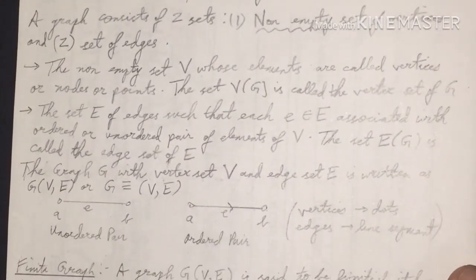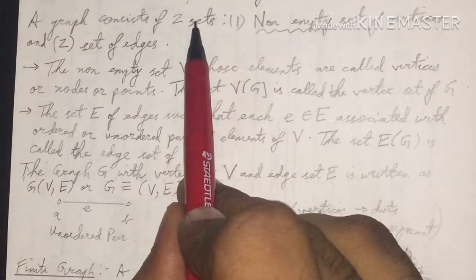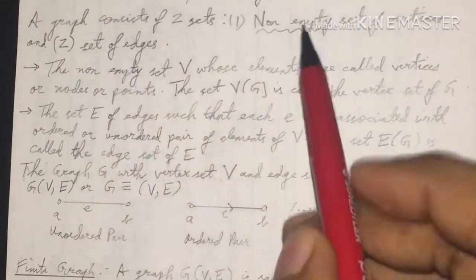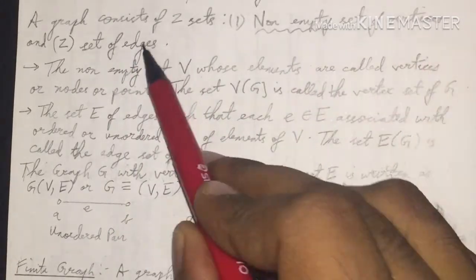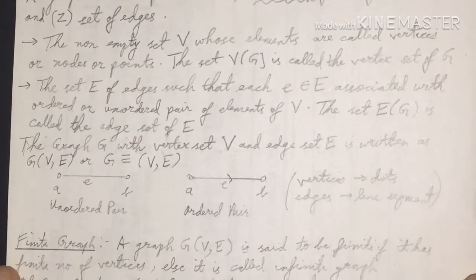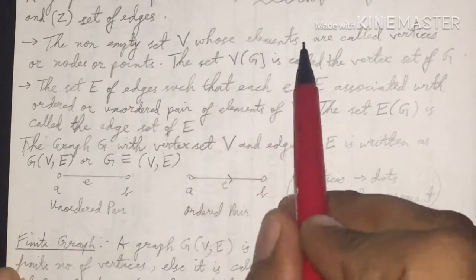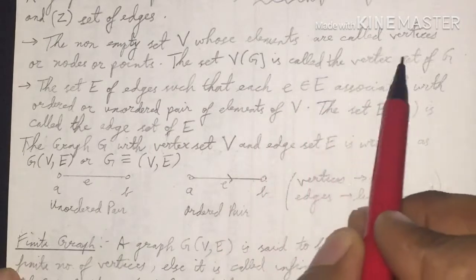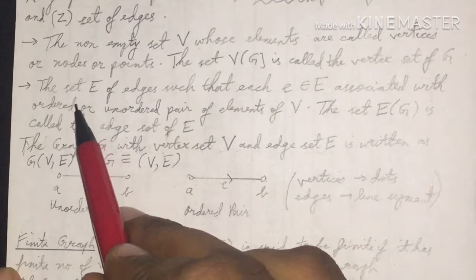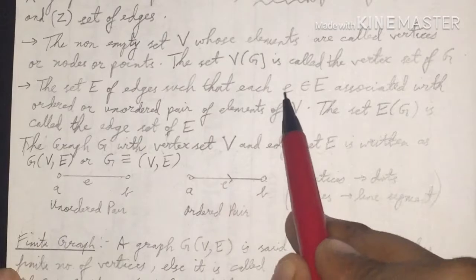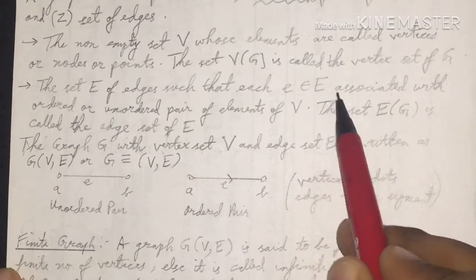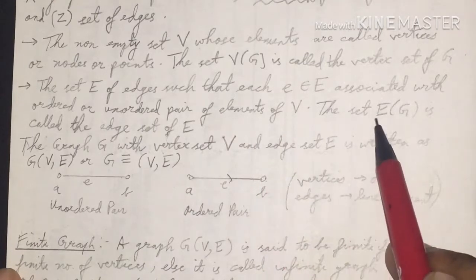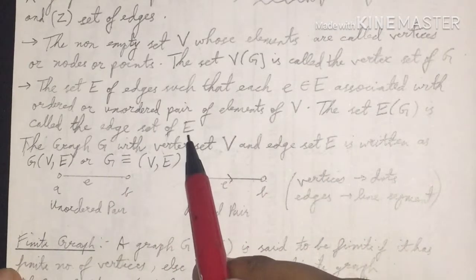Let's begin. A graph consists of two sets, a non-empty set of vertices and a set of edges. Non-empty, as we need vertices to create an edge. The non-empty set V, whose elements are called vertices or nodes or points. The set V of G is called the vertex set of G. The set E of edges is such that each edge belongs to the set of edges associated with ordered or unordered pairs of elements of V. The set E of G is called the edge set of G.